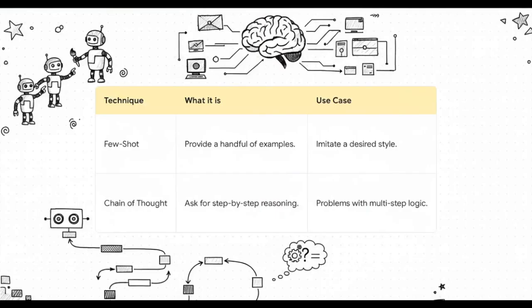And check this out. Here are 2 super powerful techniques you can use right away. With few-shot prompting, you just give the AI a couple of examples of what you want. It's perfect for mimicking a specific style. But for more complex stuff, like a math problem, you can use chain-of-thought prompting. You literally ask the model to think step by step, and that just dramatically improves its ability to reason.